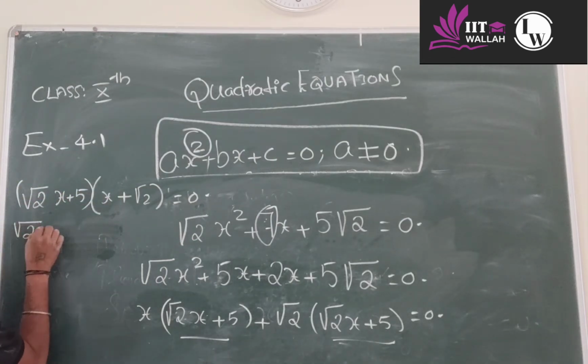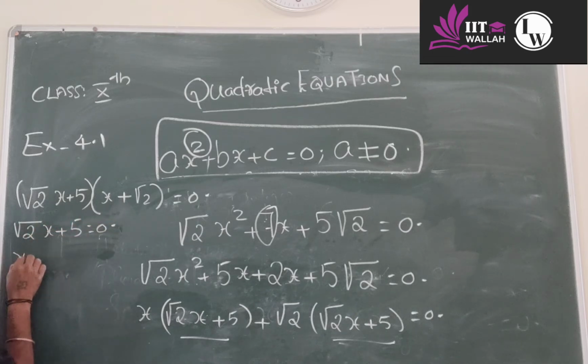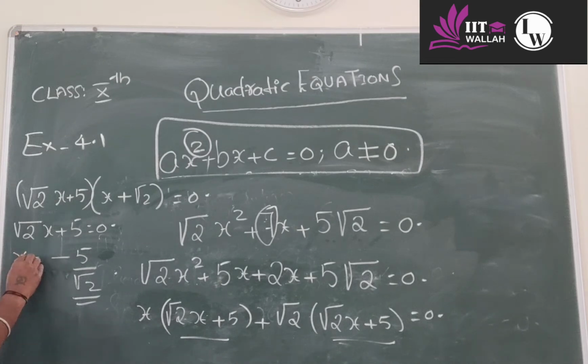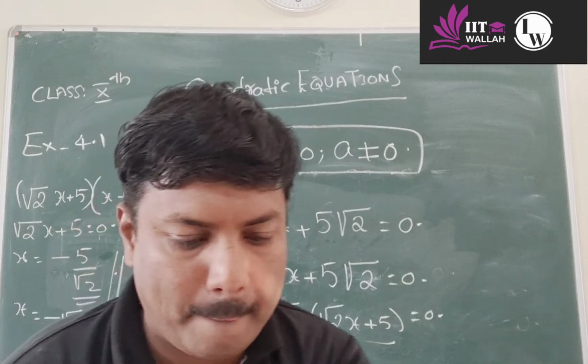You will get the value. So if root 2 x plus 5 is equal to 0, x is equal to minus 5 upon root 2. Okay? And if this is equal to 0, x is equal to minus root 2. So this is the answer. Okay?